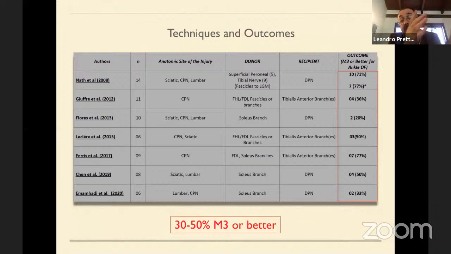So you say, is it good? I don't think this is as good as a posterior tibial tendon transfer, but in cases that are very difficult to treat, like lumbar root injuries or very high sciatic nerve injuries, in which you have a good donor, a powerful branch from the tibial, and no other possibility for reconstruction, I think this is a possibility that you must have in your armamentarium.